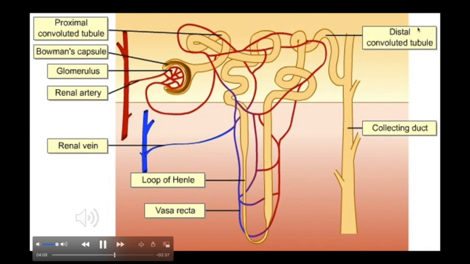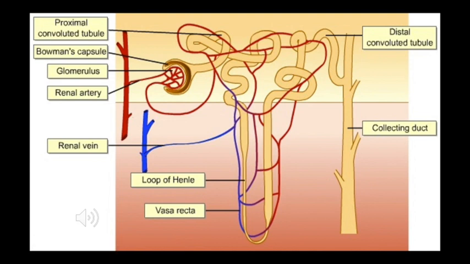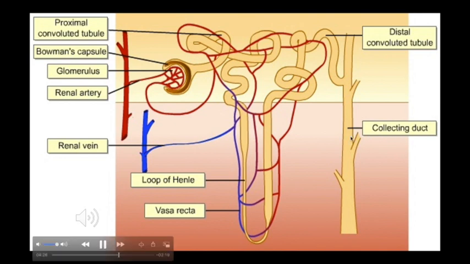Distal convoluted tubules from all the nephrons are joined into one tube which is called the collecting duct, and the collecting duct further runs down into the pelvis and then into the ureter. And this is the structure of the renal vein. How the nephron works, you will see in the next slide.